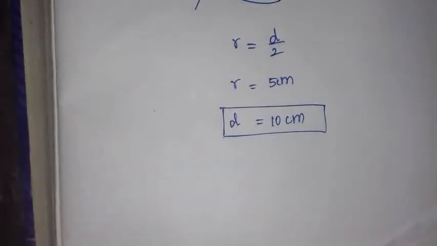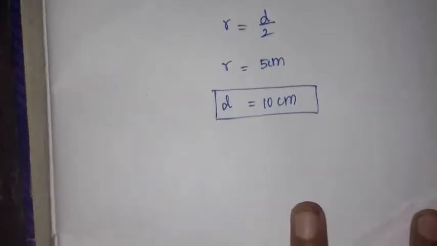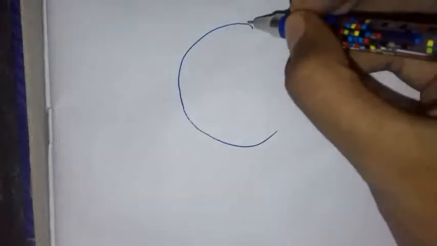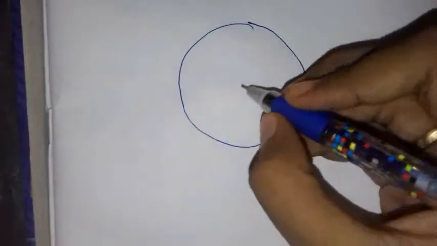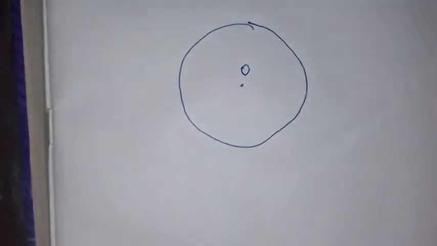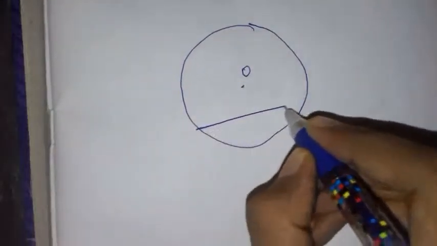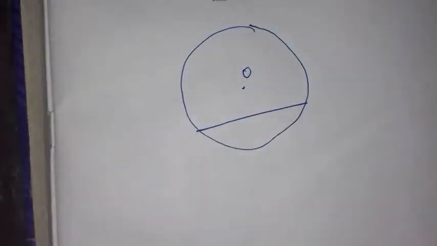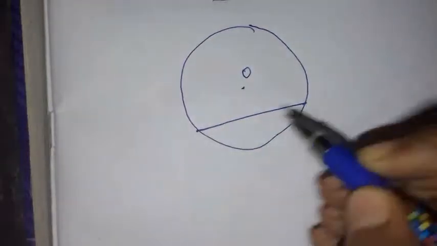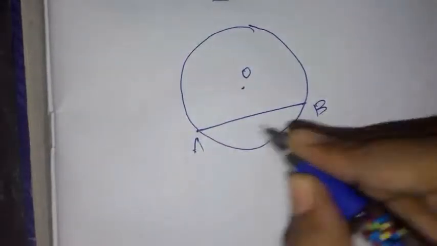Now, let's see what is a major segment and what is a minor segment. First, let's draw a circle. This is a circle. When you are drawing a circle, you should mark the center point. Now, we are dividing it with a chord. What is a chord? A chord has 2 points on the circumference. Okay, 2 points, that is A and B.